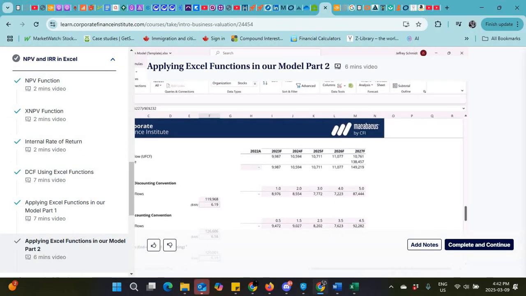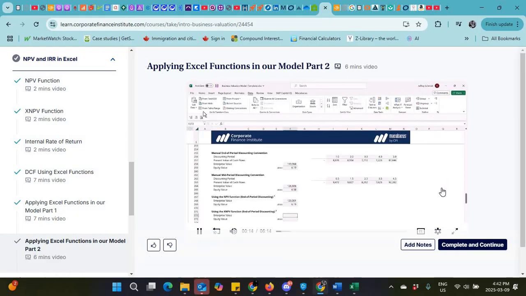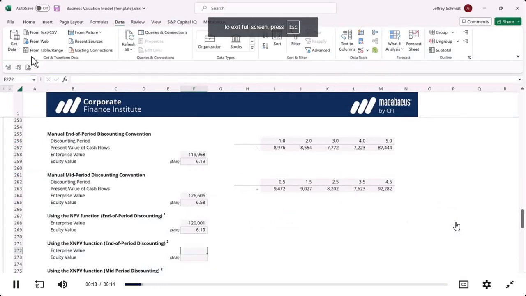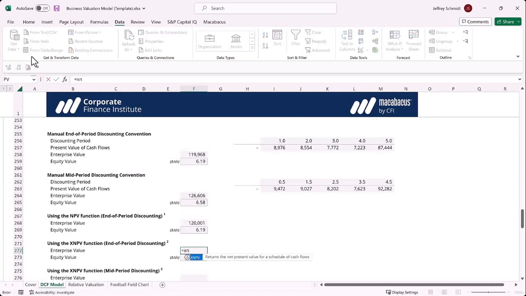Now let's go ahead and use XNPV. Remember, XNPV is maybe the best way of discounting cash flows. The only trick is you have to have actual dates. Of course, in this section, we do have actual dates. The first use of XNPV, we're still going to assume the end of period discounting. So do XNPV. And again, once you have your function selected, you can hit tab and it fills everything in.